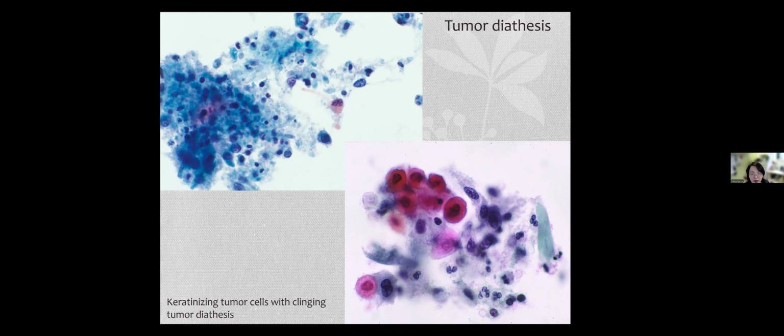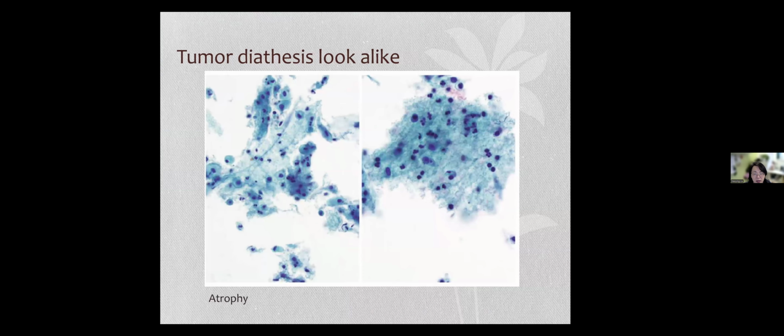You see the background, the cell lesion, the characterized tumor cells, and you see the grungy background, that's tumor diastasis. But there is something that is not. This is a look-alike. This is the atrophy we see all the time.